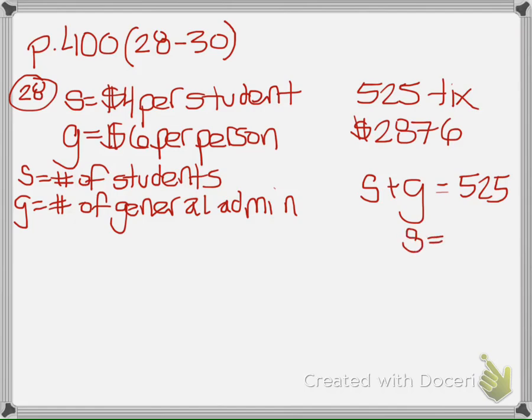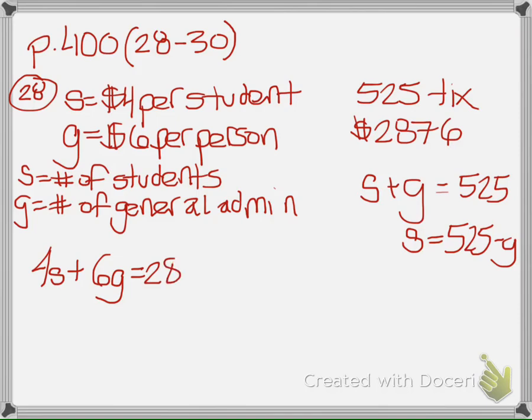Well, if that's the case, you can then solve for one of them. So students equals 525 minus G. My other equation says, well, if it's $4 per student, 4 times S plus $6 per general admission, that would be 6 times G. That total should be $2,876. We can use substitution.